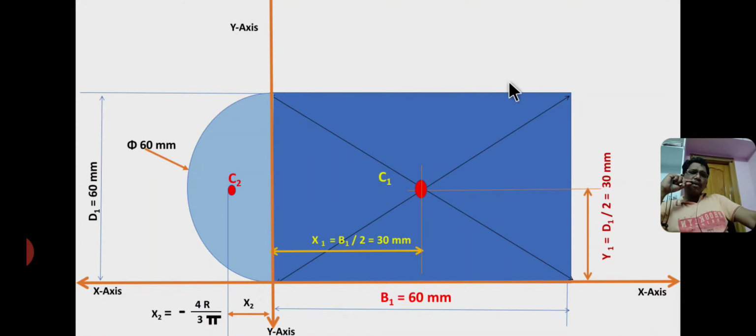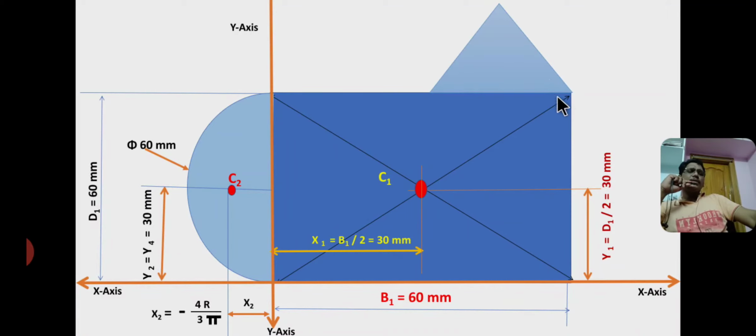Here the square lies in the first quadrant, therefore x and y values are positive, but the semicircle lies in the second quadrant, that means the value of x is negative and the value of y is positive. Therefore I consider a negative sign for x2, so x2 equals minus 4r by 3 pi. So the distance between the y-axis and C2 is 4r by 3 pi, and y2 equals the radius of the semicircle, that is r equal to 30 mm.